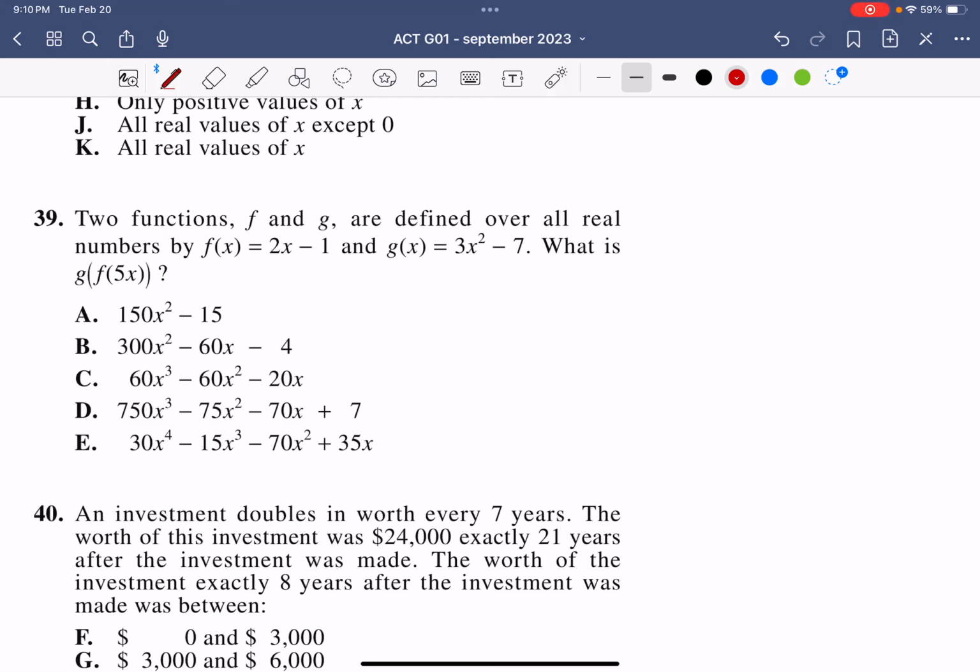Question 39. Two functions f and g are defined over all real numbers by f of x equals 2x minus 1 and g of x equals 3x squared minus 7. What is g of f of 5x?